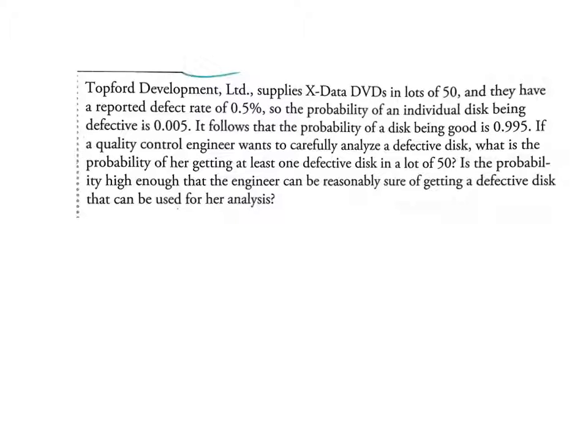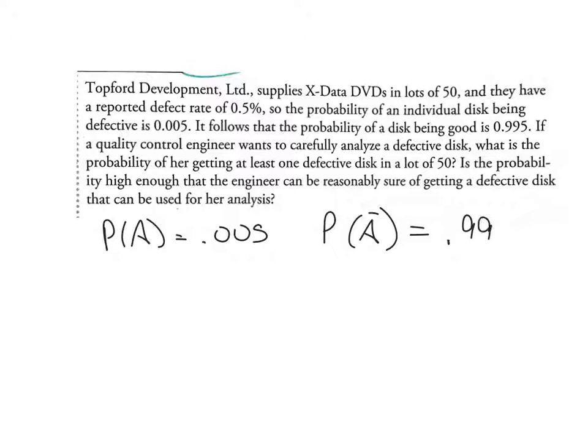So in order to find the probability of her getting one, knowing she's getting 50 of them, first of all, the probability of A would be 0.005. The complement of A, a disk being good, would be 0.995. So I'm going to solve for the complement: what's the probability that all 50 disks are good?